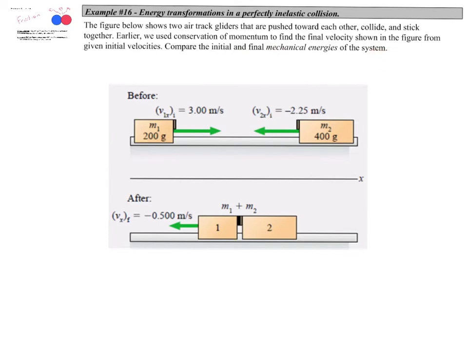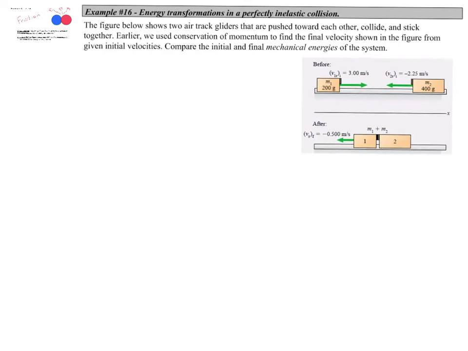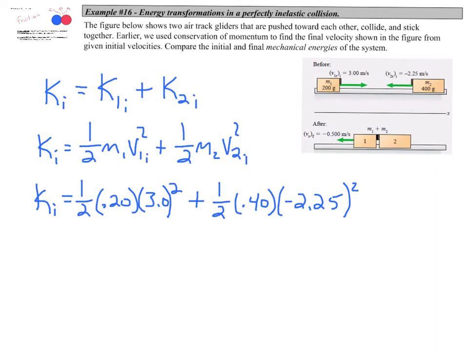So let's start by looking at the kinetic energy of the entire system before the collision. So before the collision, object mass 1 is moving to the right at 3 meters per second. Object 2, mass 2, is moving to the left at 2.25 meters per second. So we're paying attention to the direction there. And we end up showing that we have an initial kinetic energy of 1.91 joules.